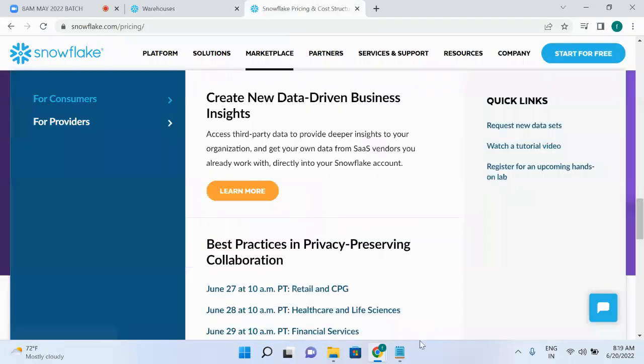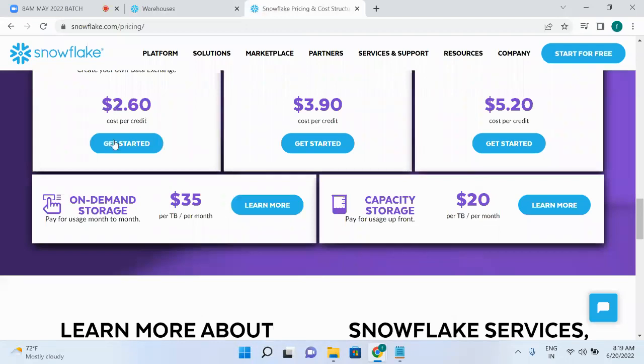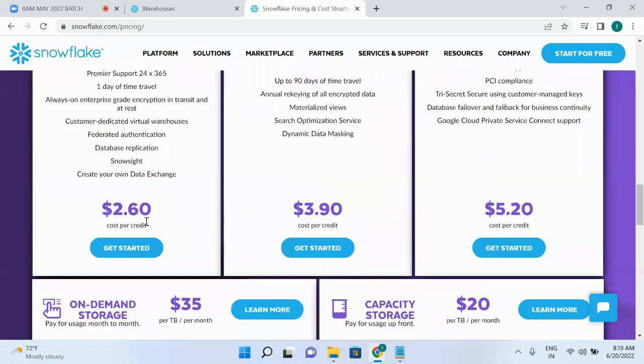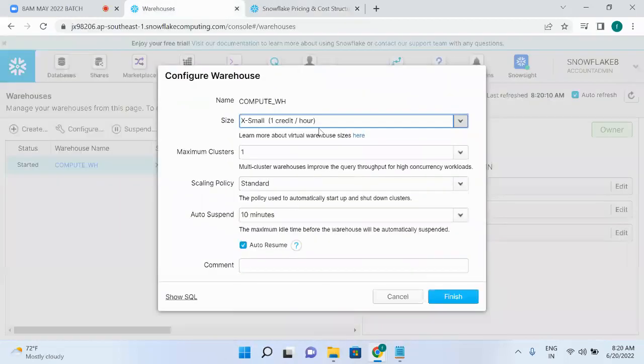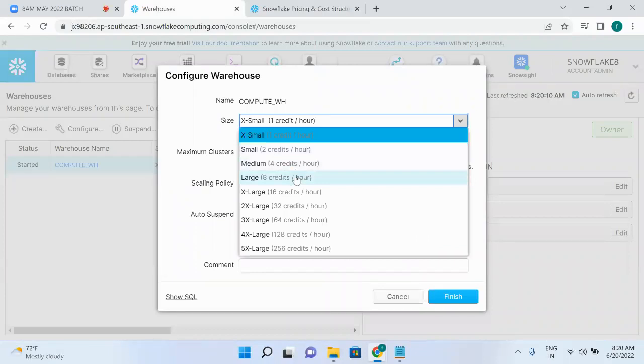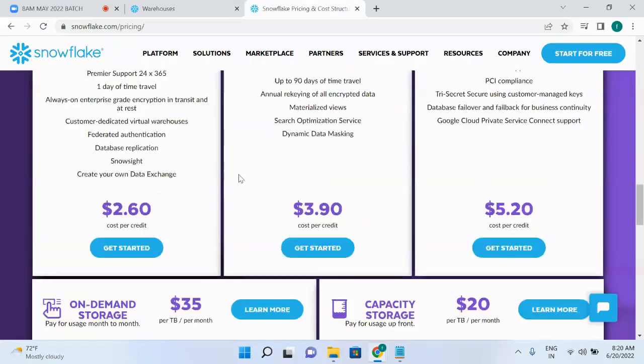Now, 2 credits per hour depends on how much time we are utilizing it. Based on that, it will calculate, and then per credit they will calculate the charges. If you observe here, 2 credits is 2.60, and 3.90 is the charge per one credit. If your virtual warehouse size is large, for example this one, it is 8 credits multiplied, and then per hour it means $3.90.